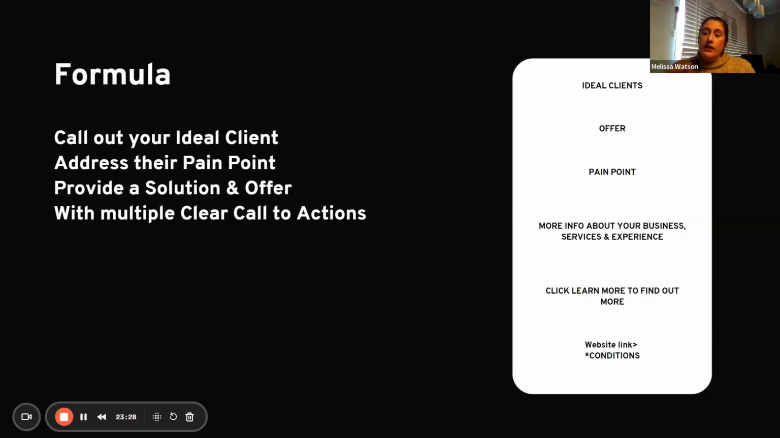You then need to provide a solution to their pain point, which is the outdoor space, as an example: $5,000 off your outdoor living space. And you could even do a special discount, limited time, those sorts of things, just to get someone making a decision quickly. So you provide the solution and the offer.